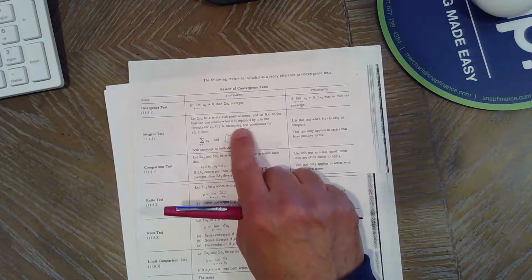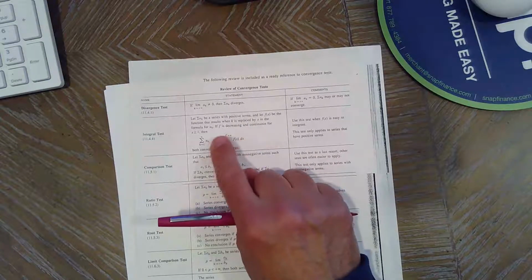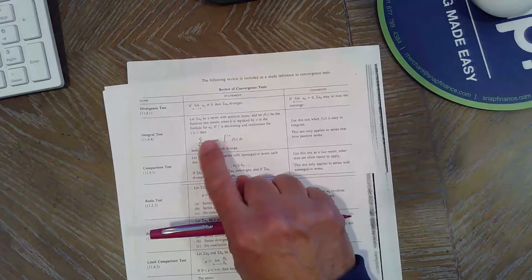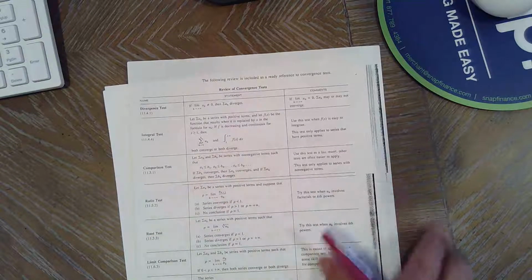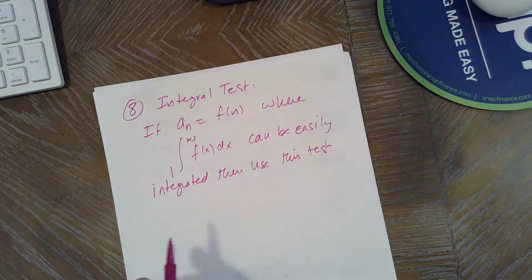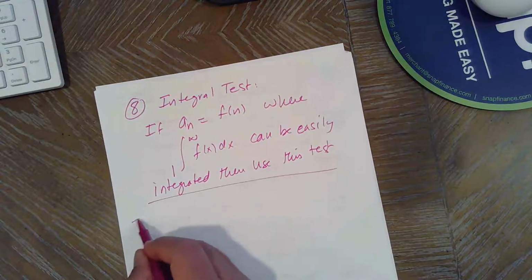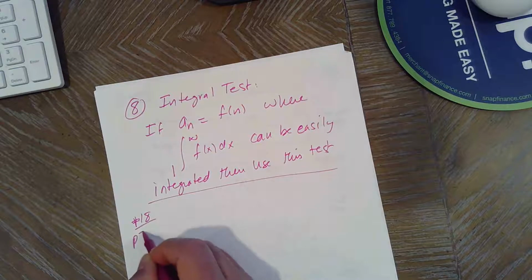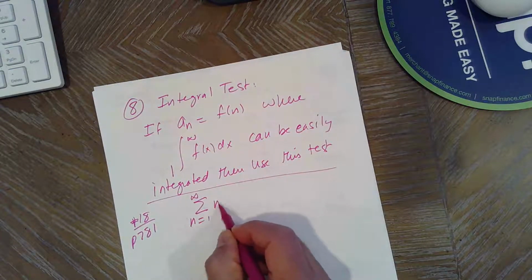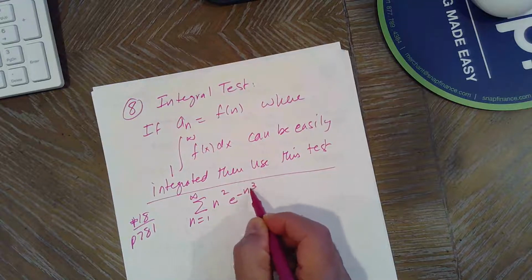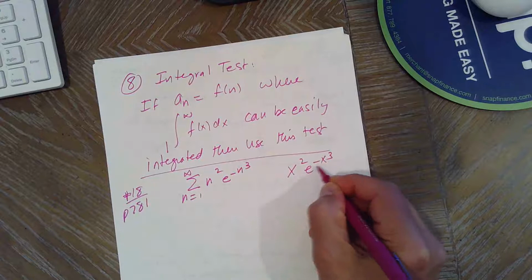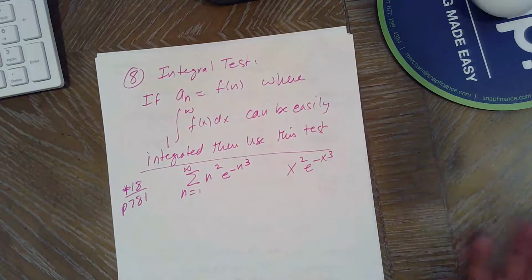The function has to be decreasing and continuous. They both converge or both diverge, the series and the integral. Okay. And an example about this is number 18, page 781. Sum from 1 to infinity of n squared e to the negative n cubed. I can integrate x squared e to the negative x cubed by substitution, so that's obvious.